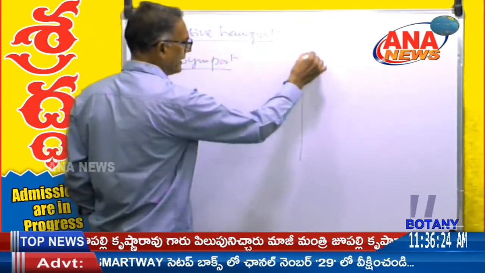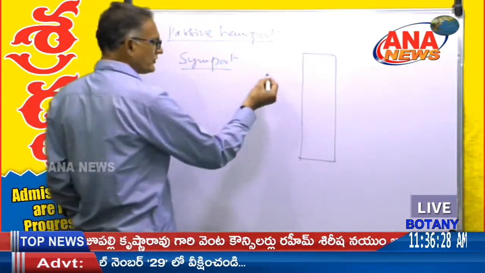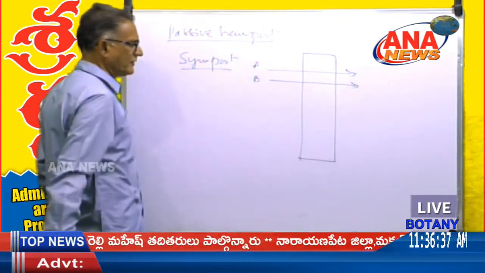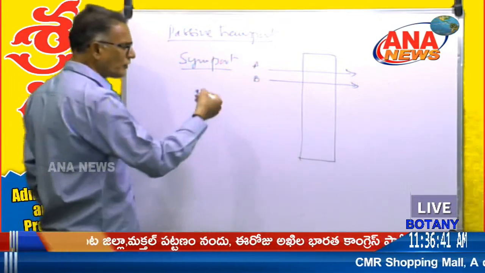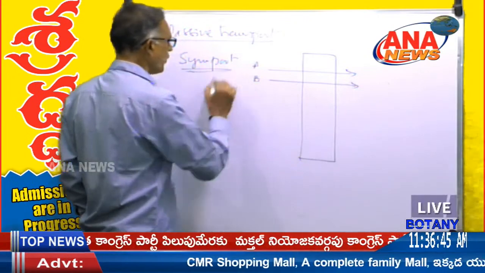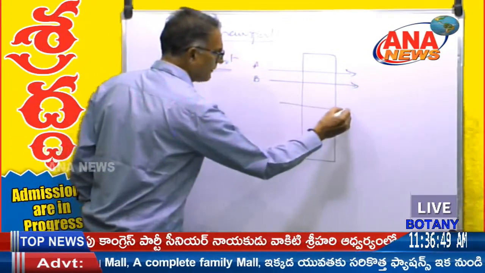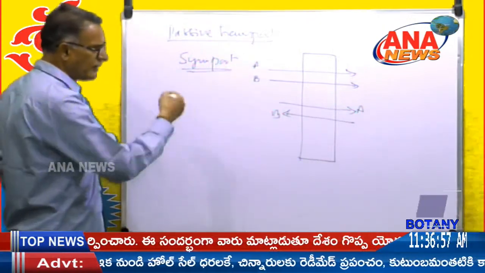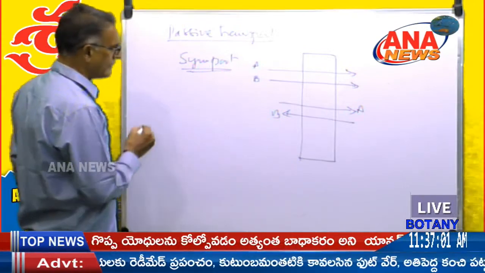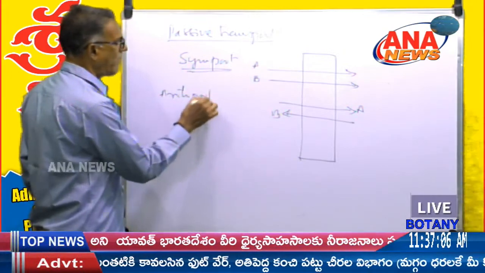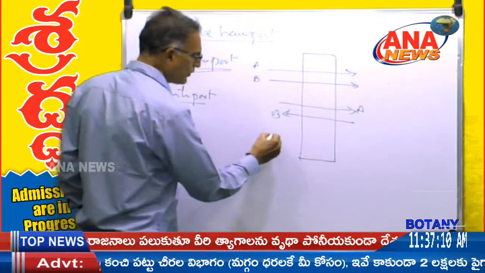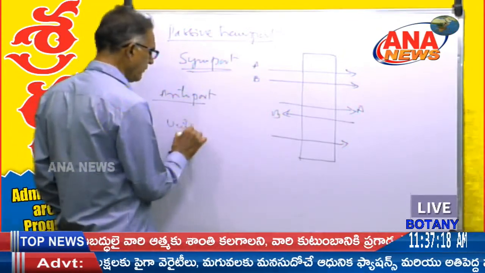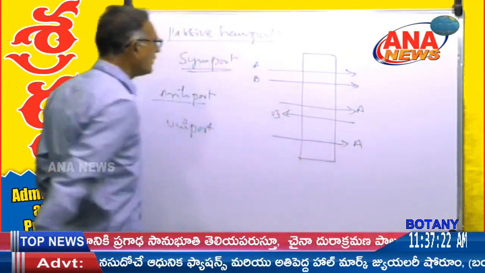Across the membrane, both substances, A substance and B substance, are moved together in one direction. When substances A and B pass across the membrane in the same direction, that is known as symport. If the substances are passed through the membrane in opposite direction, this is A, this is B, that is called antiport. When a substance passes across the membrane independently, without relation to other substances, that is called uniport.